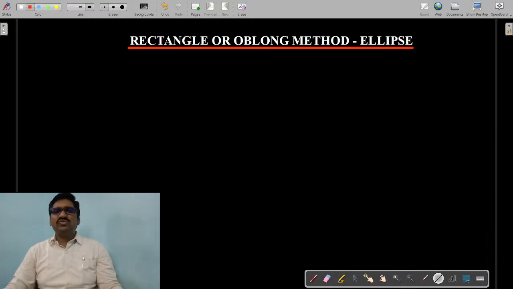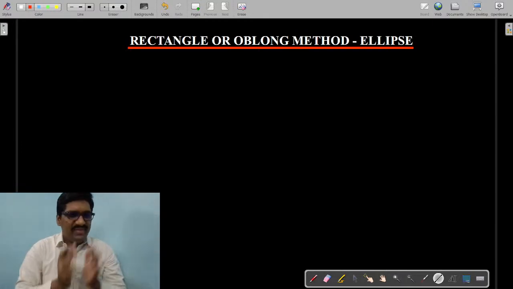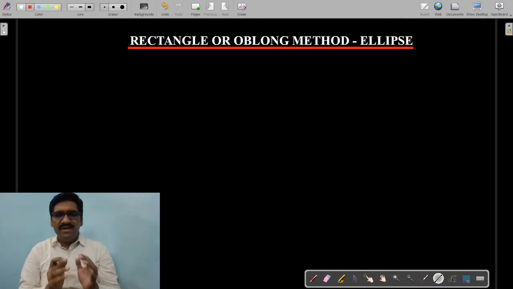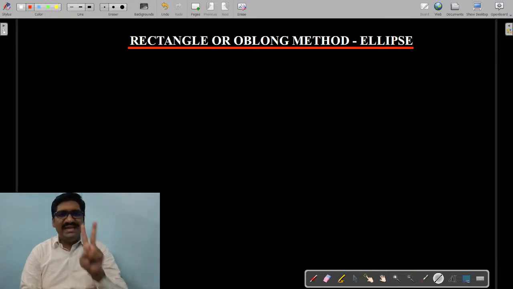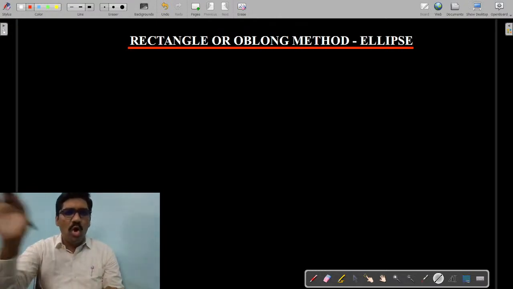So my dear students, I am going for the rectangle or oblong method. In the examination, for example, if you have 4 sets, set number 1, 2, 3, 4, then definitely in 2 of the sets, he will be giving a question from the rectangle or the oblong method.